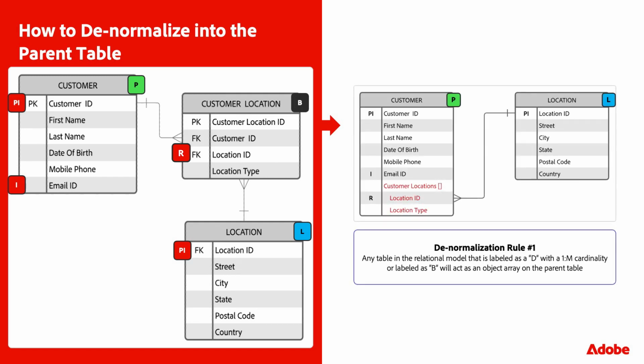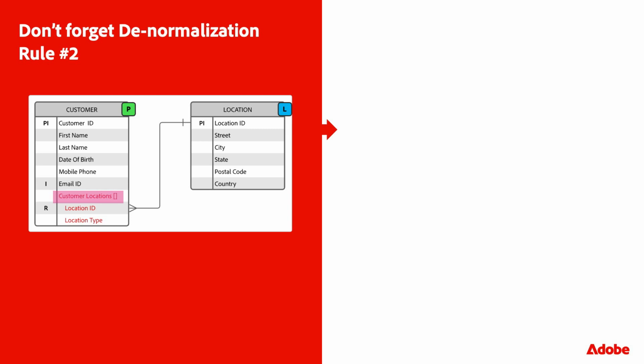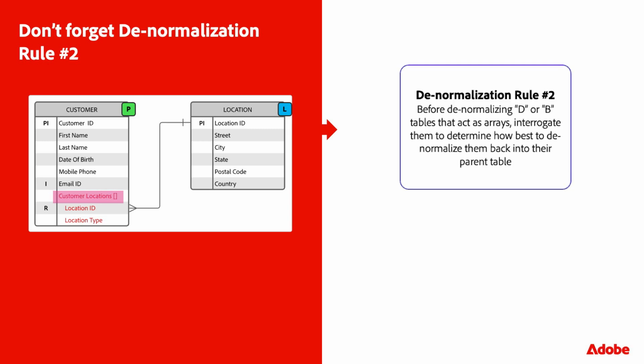The first rule is this. Any table in the relational model that's labeled as a D with a one-to-many cardinality, or if it's labeled as a B, is going to act as an object array in the parent table. Therefore, in the scenario of customer and customer location, you'll end up with an array of customer locations on the customer table and a direct relationship to the lookup table location. Pretty cool, huh? But as soon as you create an array with rule number 1 of denormalization, rule number 2 of denormalization immediately kicks in.